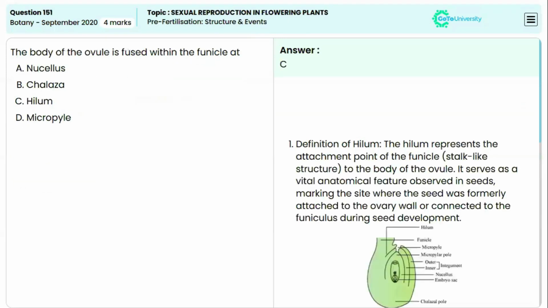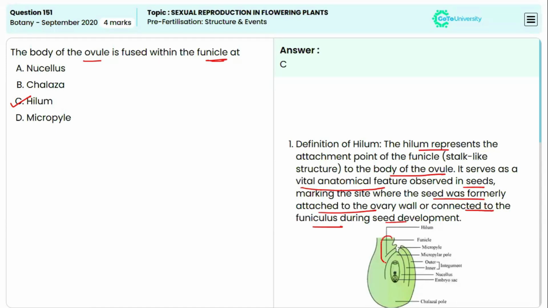Now, moving to the next question. The body of the ovule is fused within the funicle at what? In the options, the correct answer is option C, hilum. The hilum represents the attachment point of the funicle. It is a stalk-like structure to the body of the ovule, and it serves as a vital anatomical feature observed in seeds. This marks the site where the seed was formerly attached to the ovary wall or connected to the funiculus during seed development.